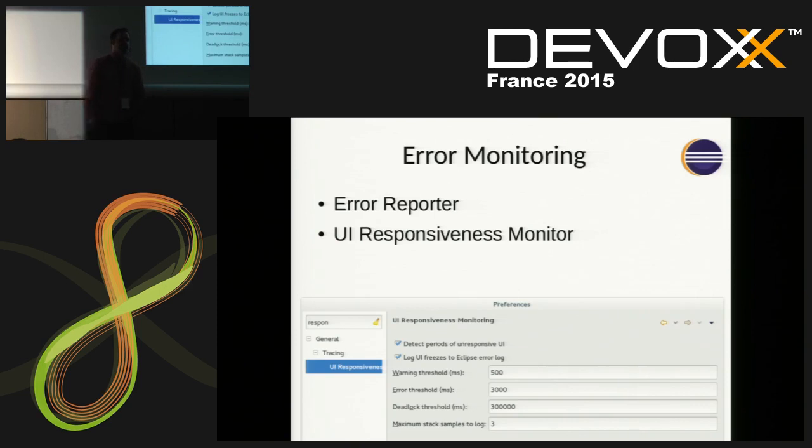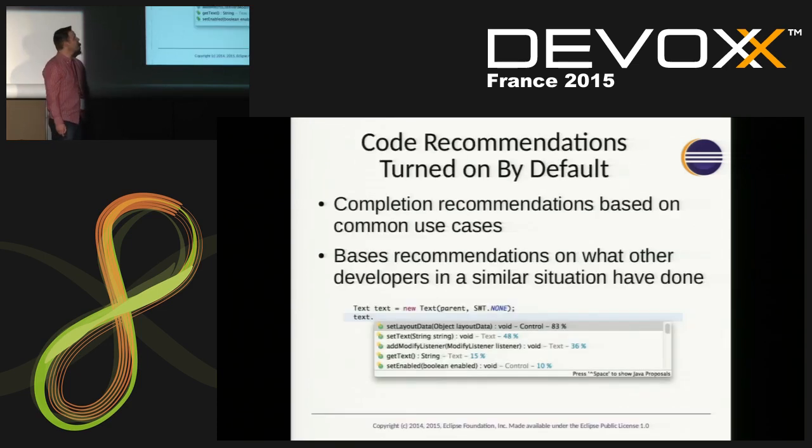So that gives our platform development team a chance to understand why something's maybe not being responsive. Very often, unfortunately, the problem is that some third-party plugin is misbehaving. Too many developers like to do things in the UI thread. Anyway, once we know about it, we can actually take steps to mitigate the problem and fix it. And again, we've had a great deal of success with this already through the milestone builds for Mars.